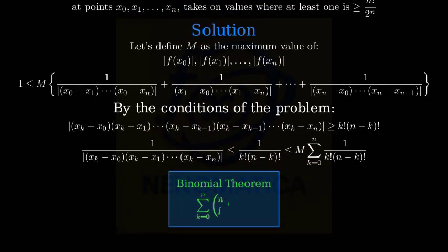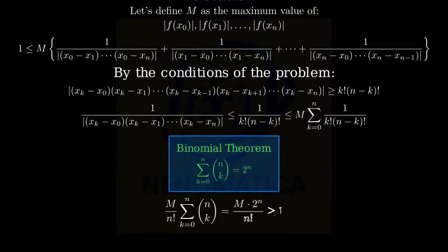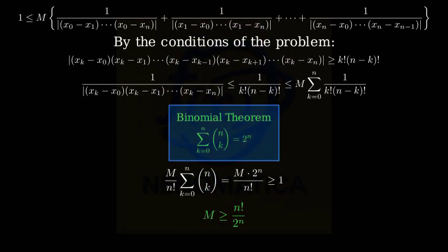Now comes the most interesting part. When we sum all these fractions and multiply by m, we can express it in a simplified form. M divided by n factorial times the sum from k equals 0 to n of n choose k equals m times 2 to the power of n divided by n factorial. This is because the sum of binomial coefficients n choose k from k equals 0 to n equals 2 to the power of n. Therefore, we get the inequality m times 2 to the power of n divided by n factorial is greater than or equal to 1.